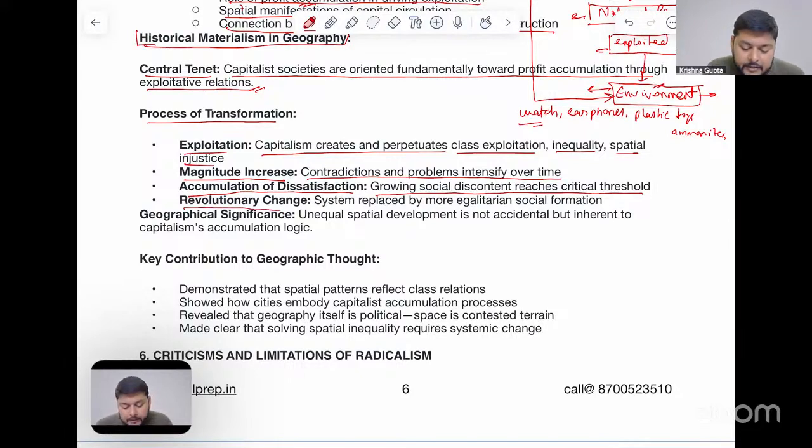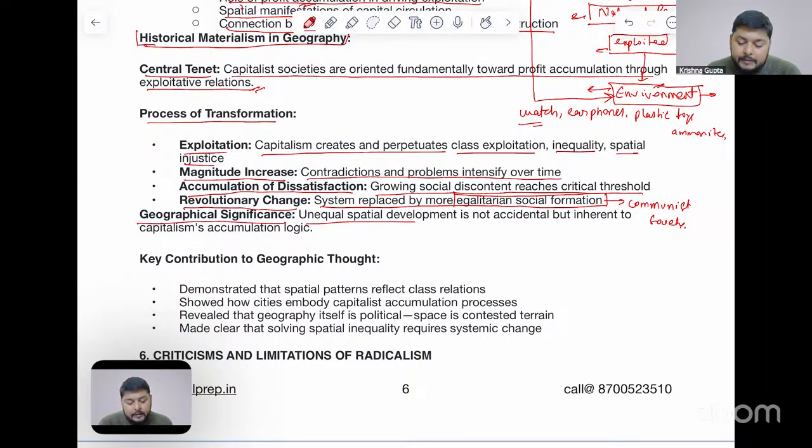Then the revolutionary change: the system is replaced by a more egalitarian social formation. This egalitarian social formation is described by Marx as one of the important foundations for the communist society, where the kind of commodification will not be present. Whatever the means of production will be there, it will be just for the society to live a happy and healthy life. Okay.